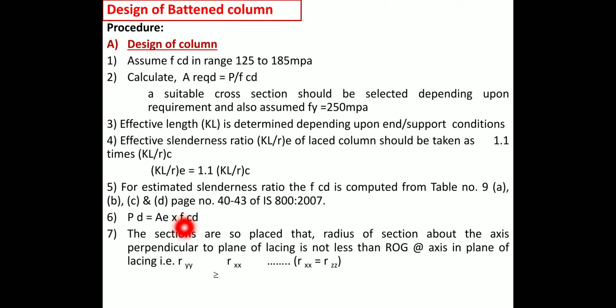Then again, this clause number is very important. The sections are so placed that the radius of gyration about the axis perpendicular to the plane of lacing is not less than the radius of gyration about the axis in the plane of lacing. Meaning here the radius of gyration about the y axis is greater than or equal to the radius of gyration about the z or x axis. At least we keep the minimum.